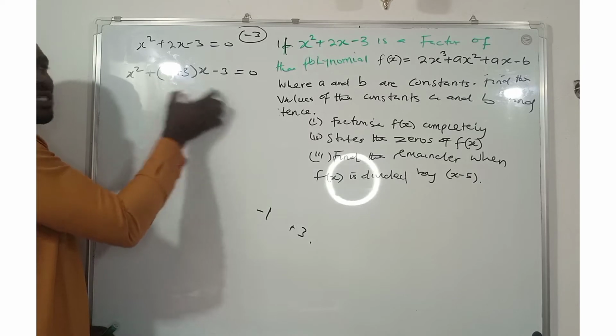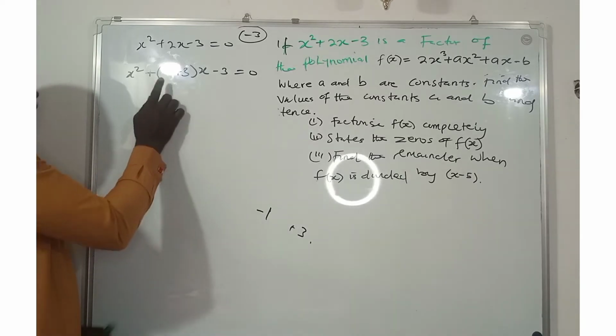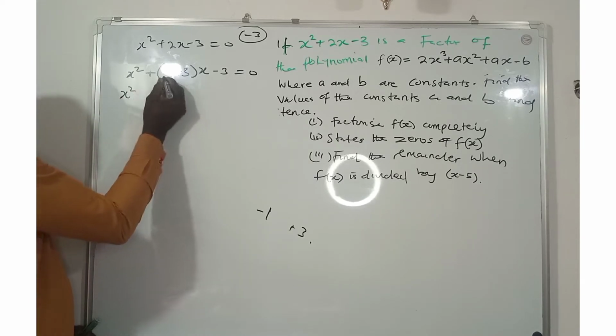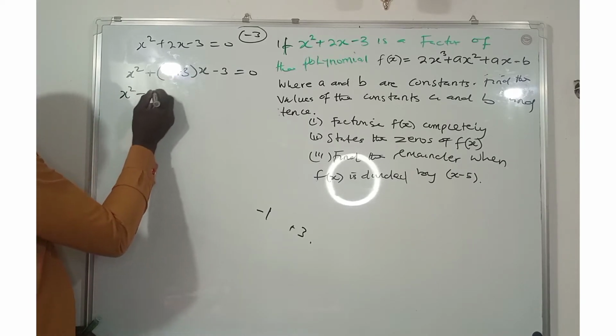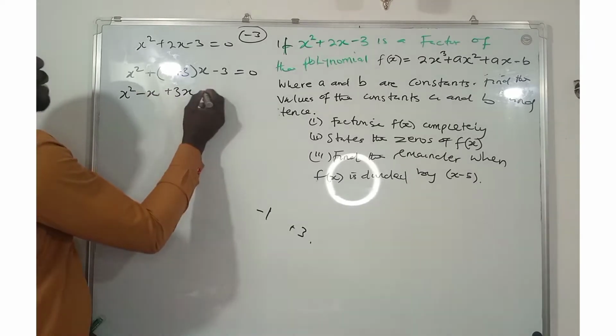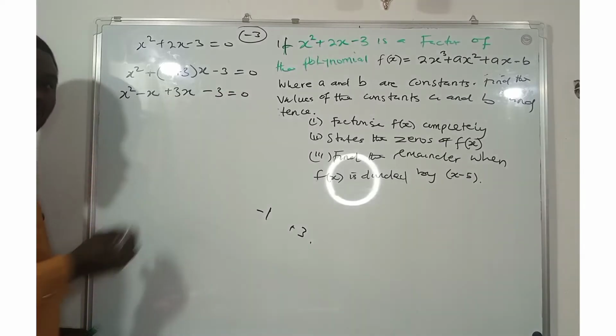I try to remove this sign of proportionality. I try to remove this bracket. If you remove the bracket, you're going to have what? x squared minus 1 will times the x here become minus x, plus 3 will times the x here become plus 3x, and now minus 3. And of course, this is equal to 0.